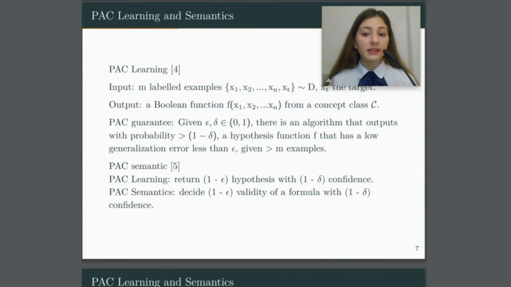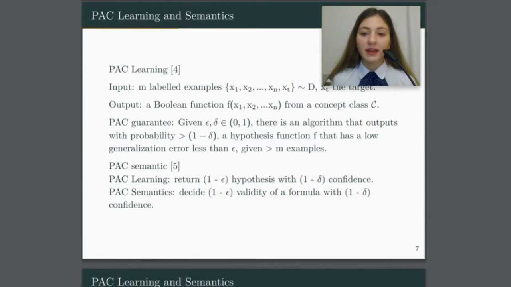PAC learning guarantees that given the free parameters epsilon and delta, there is an algorithm that outputs, with probability greater than 1 minus delta, a hypothesis function f that has a generalization error less than epsilon. The main property of this approach is that for the classifier to be approximately correct, it needs at least m sample points, where the value m can be precomputed.